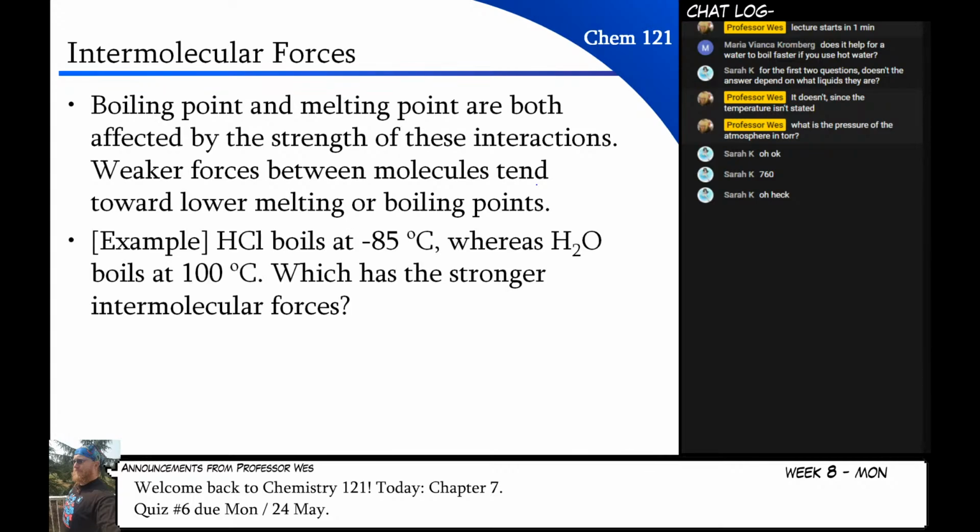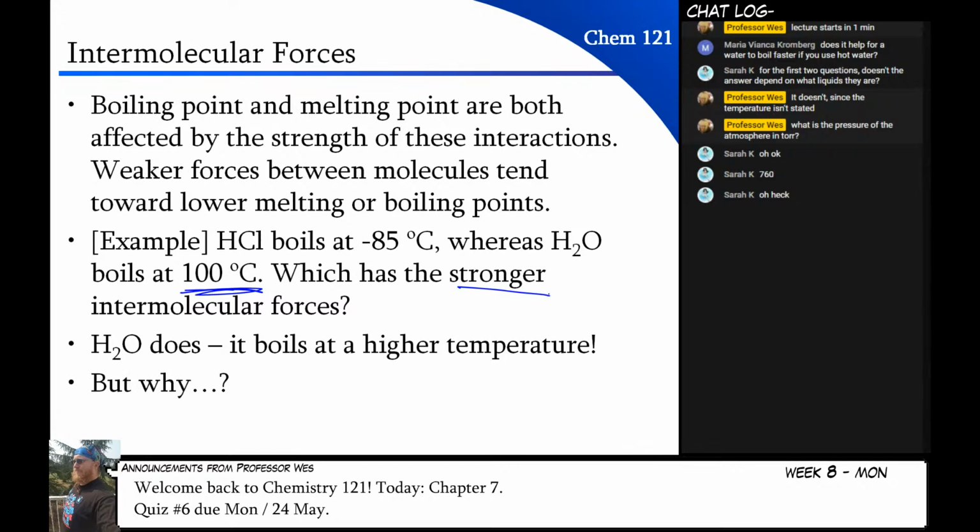So as an example here, I have HCl with negative 85 degrees Celsius as its boiling point, and H2O, which boils at 100 degrees Celsius. Which has stronger intermolecular forces between the molecules? Well, which one is harder to force into the gas state? Looking at the boiling points, you can see that water is way, way higher. So it must have the stronger intermolecular forces. I have to overcome those by heating it much higher than I have to heat HCl.